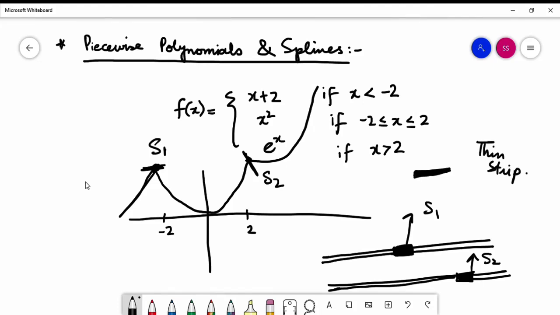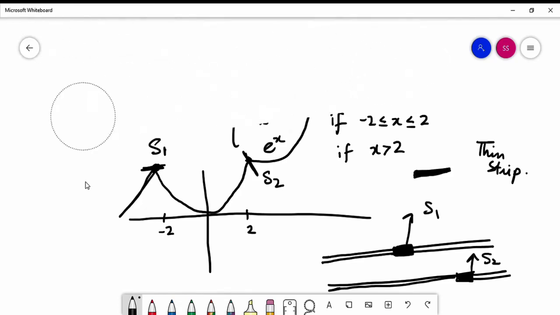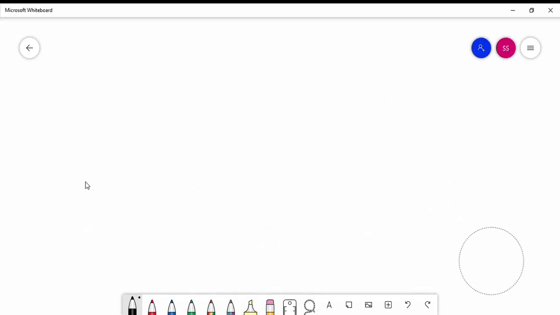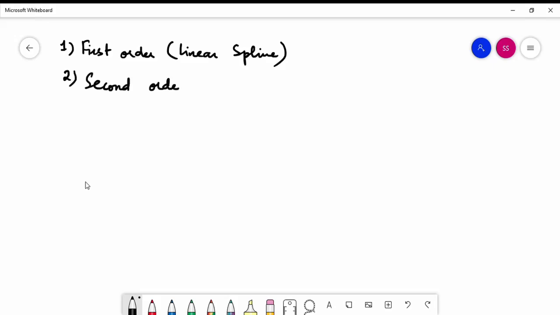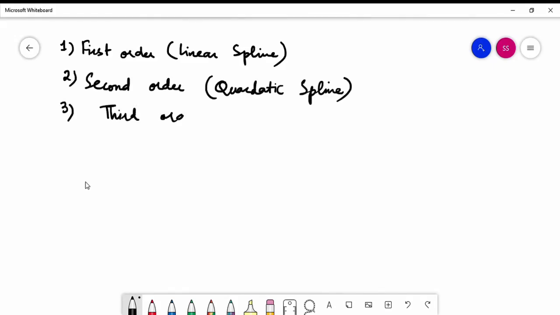So these are the basic applications of splines, and there are three types of splines we have to study. First one is of first order, called a linear spline. Second order is the quadratic spline, and the third one is third order, called cubic spline. Now, what is a linear spline?